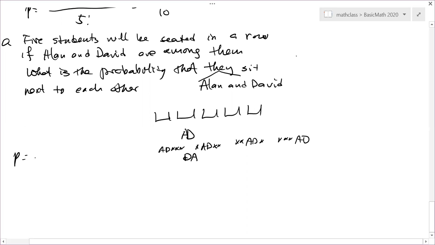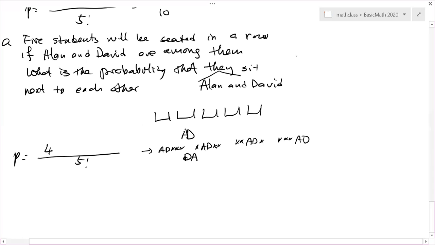So the denominator is always 5 factorial. The numerator, I just need to figure out the first one. First of all, you choose seats for Alan and David. How many choices for Alan and David? There are 4 choices. Okay, first step.